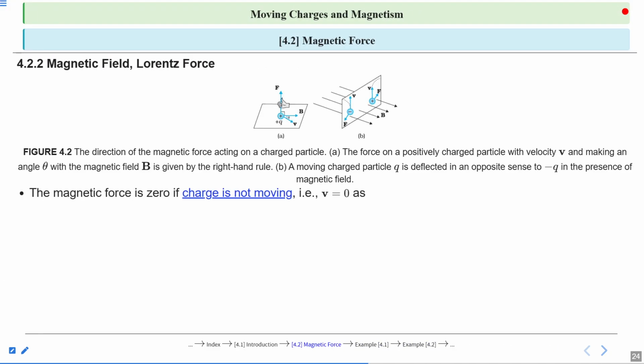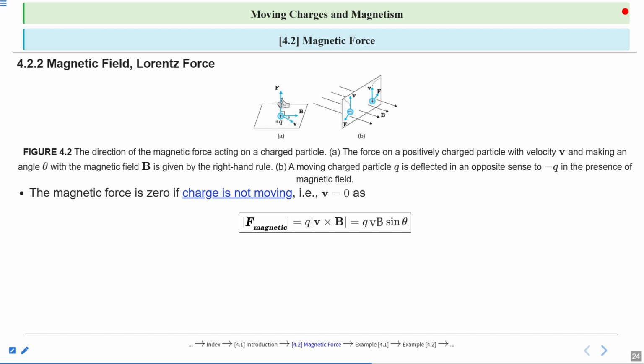So magnetic force is 0 if the charge is not moving. If v is equal to 0, then the magnetic force will be 0 according to the formula. Magnetic force is given by q v cross B, which is qvB sin theta. If it is an uncharged particle, there will be no magnetic force. If velocity is 0, then the magnetic force will also be 0.